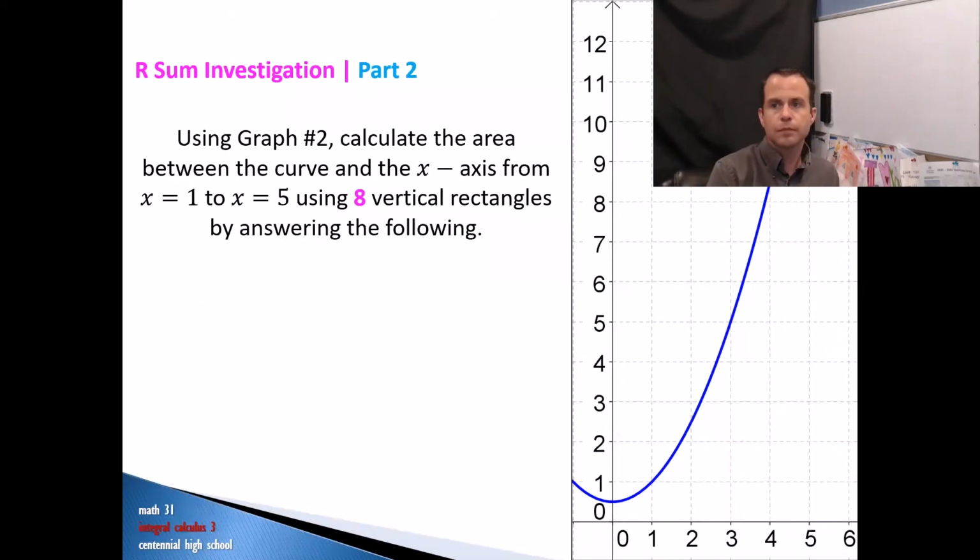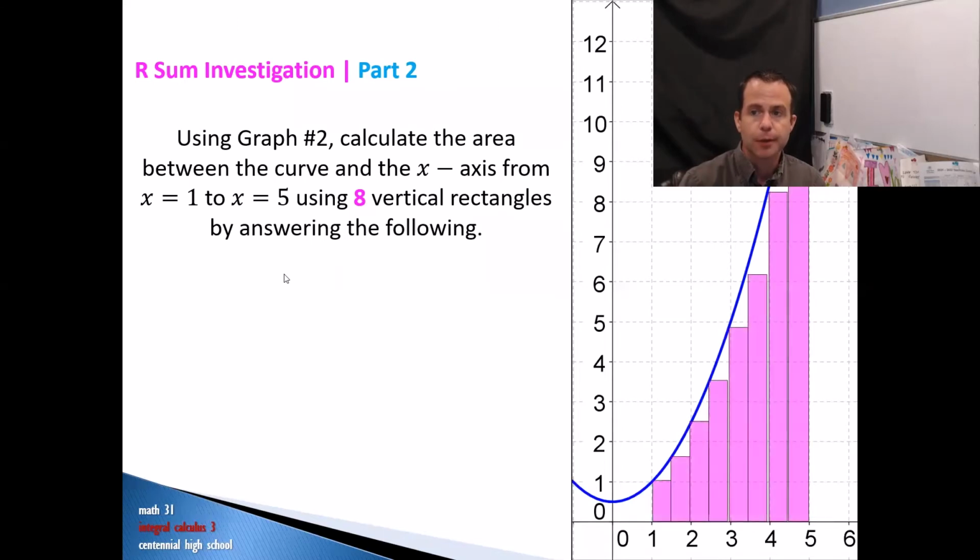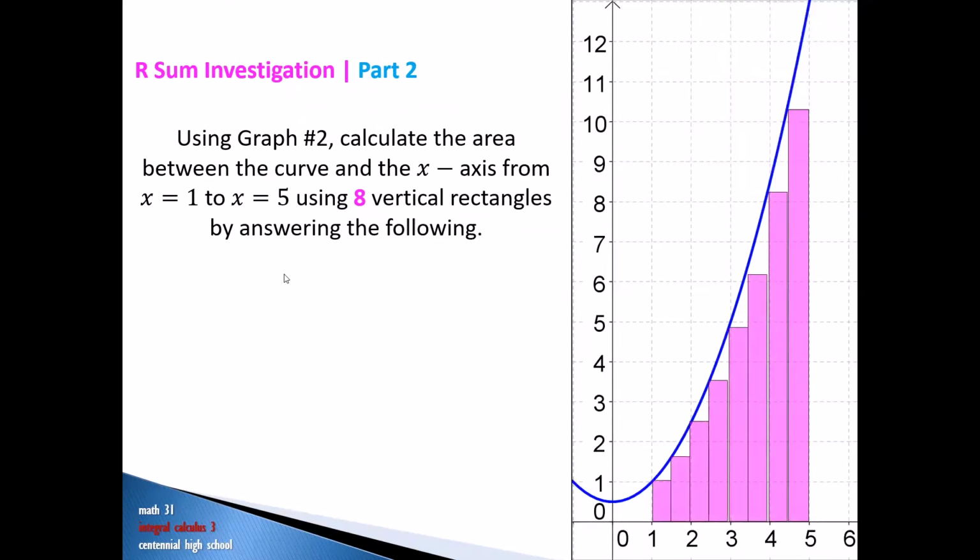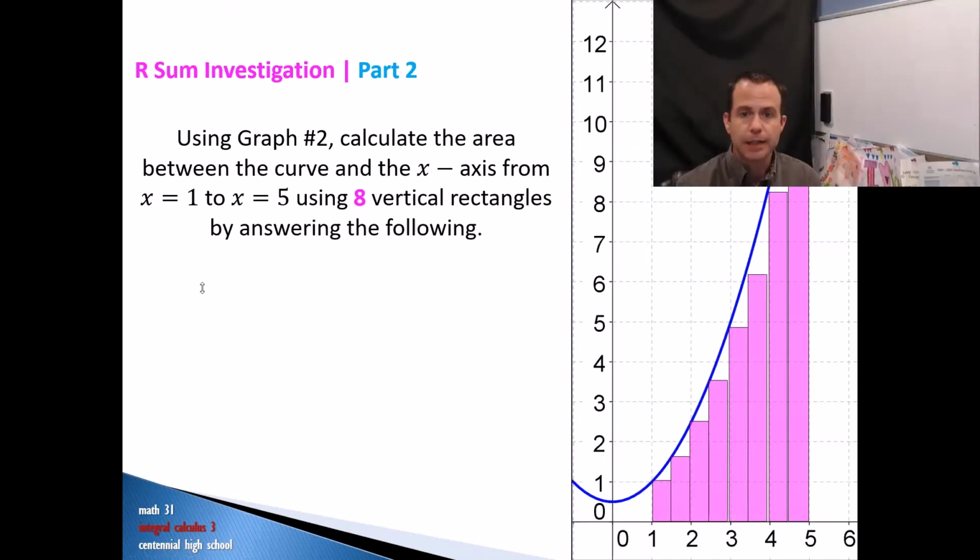Now I want you to move to graph 2. Using graph number 2, calculate the area between the curve and the x-axis from x equals 1 to x equals 5. So same question, but now I want you to use 8 vertical rectangles and then answer the following questions. So if I was to do 8, that's what I'd be looking at. And I'm just going to hide my head for 1 second so that you can see where that ends up. Put myself back there.